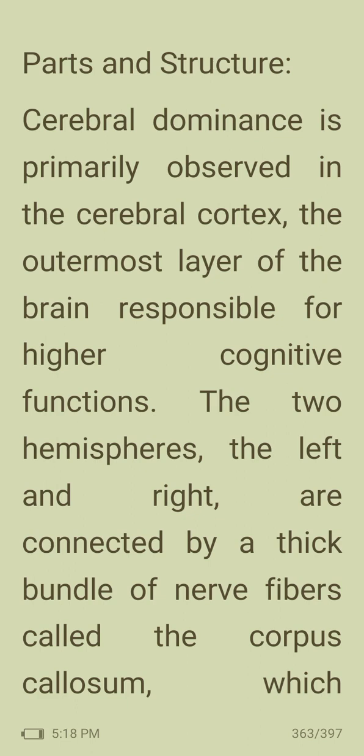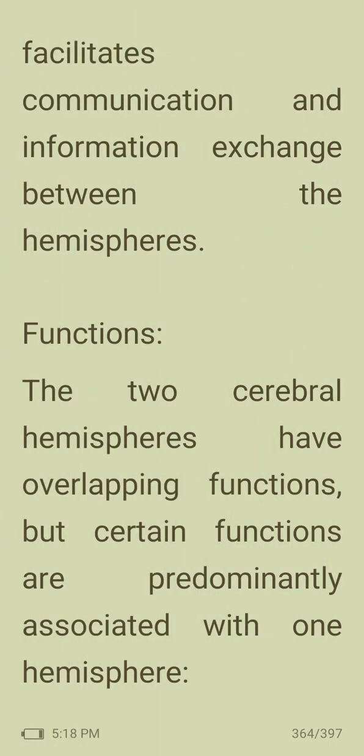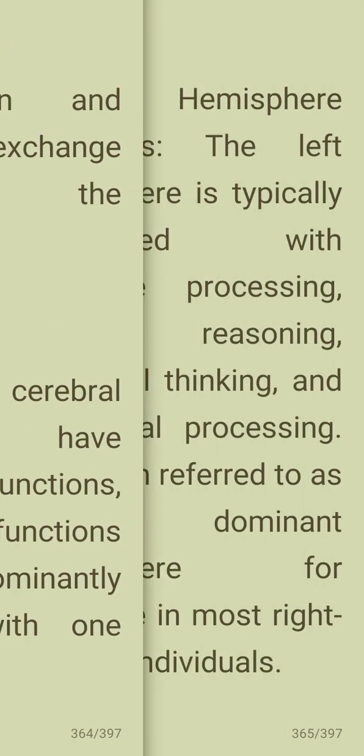The two hemispheres, the left and right, are connected by a thick bundle of nerve fibers called the corpus callosum, which facilitates communication and information exchange between the hemispheres. The two cerebral hemispheres have overlapping functions, but certain functions are predominantly associated with one hemisphere.